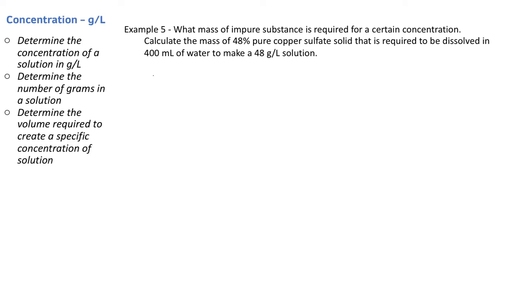The mass of pure copper sulfate that we need is equal to C times V. Effectively, how many grams do we need of this copper sulfate? We need 48 grams per liter, but we only have 0.4 liters. Therefore, we need 19.2 grams. That's how many grams of copper sulfate that we need, and we're going to get that from the impure copper sulfate.